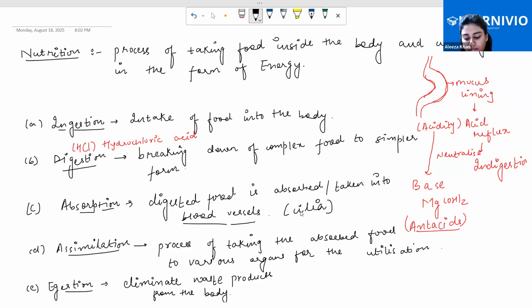Ma'am, shall I draw this diagram also? If you wish, you can draw it for the understanding. I know I'm not good at drawing, but for the understanding, you can.